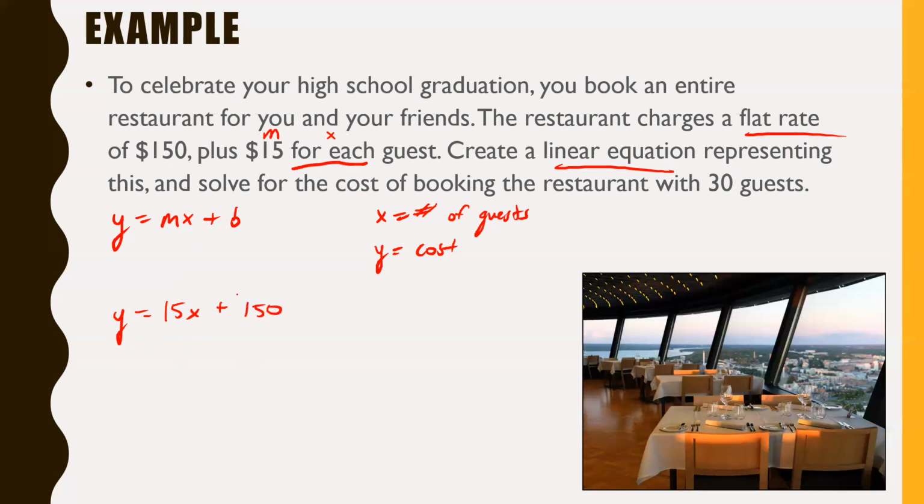So when you see a flat rate, that's just all by itself. And then when you see for each, you know that's what's multiplying whatever your x is, right? So our x in this case must be our number of guests, and our y must be our total cost. So this right here is our linear equation. That's half the question done.